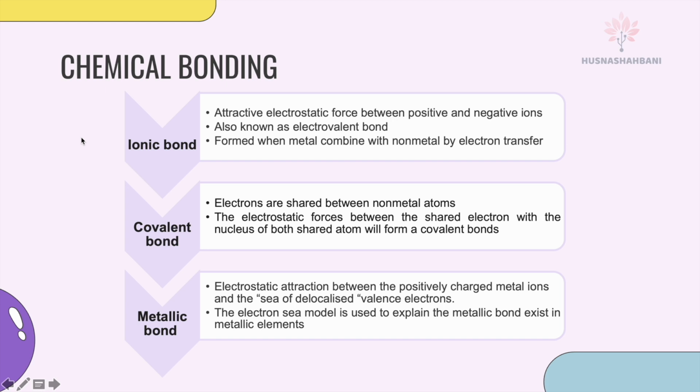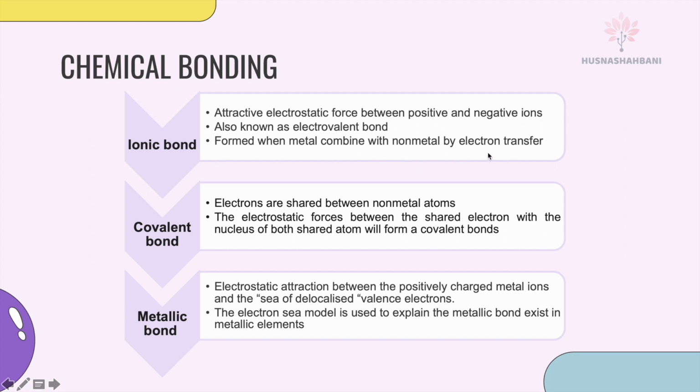Chemical bonding. There are 3 types of chemical bonding for your syllabus: ionic bond, covalent bond, and metallic bond. Ionic bond, attractive electrostatic force between positive and negative ions. So you have a positive ion and you have a negative ion. They are attracted together by the electrostatic force. It is also known as electrovalent bond, not covalent, electrovalent bond, formed when a metal combines with a non-metal by electron transfer. So that's ionic bond. You transfer the electron, not share the electron.